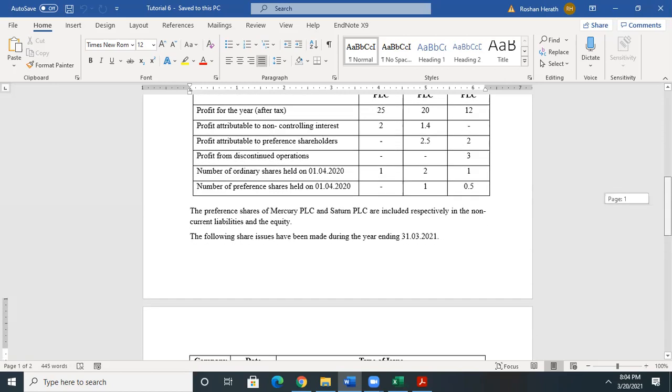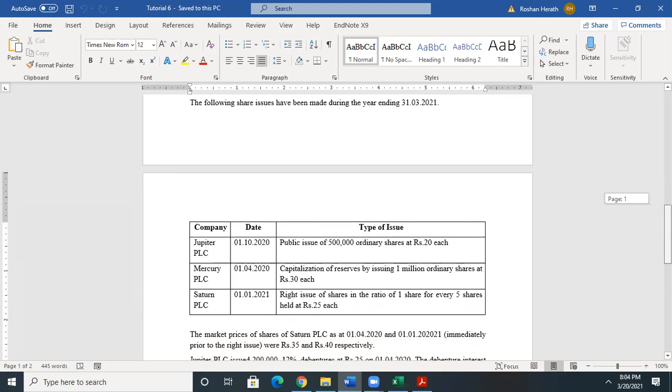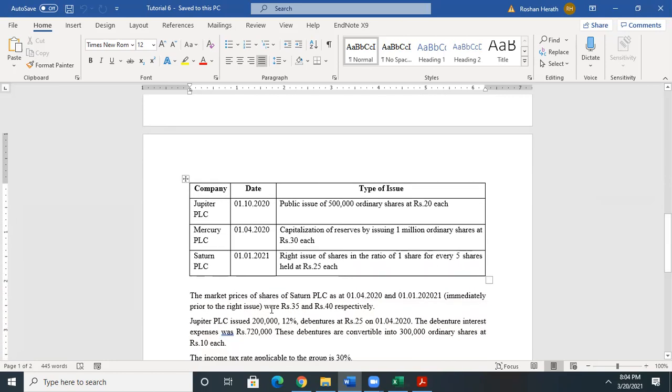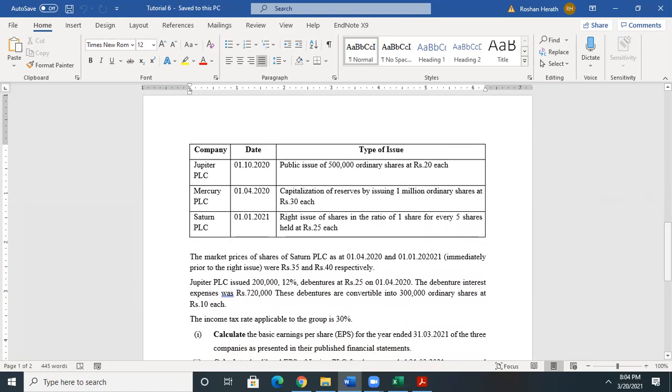The following share issues have been made during the year ending 31st March 2021. Jupiter PLC made a public issue during the year of 500,000 ordinary shares at rupees 20 each. Mercury capitalized the reserves by issuing 1 million ordinary shares. Saturn PLC made a rights issue of 1 for every 5 shares. The market price of the shares is provided, and Jupiter PLC also issued convertible debentures, and that information is also provided.